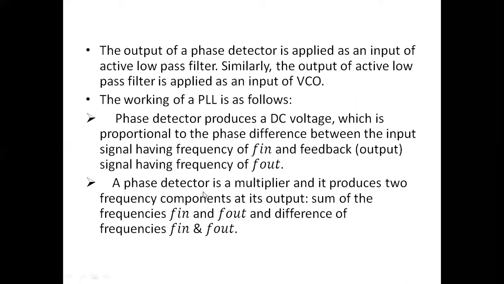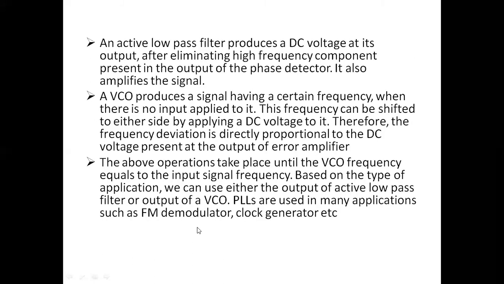A phase detector acts as a multiplier and it produces two frequency components at its output. One is the sum of the frequencies, another one is the difference of the frequencies. So it acts as a multiplier. It produces sum and difference frequencies at the output of the phase detector, that is Fin plus Fout and Fin minus Fout.